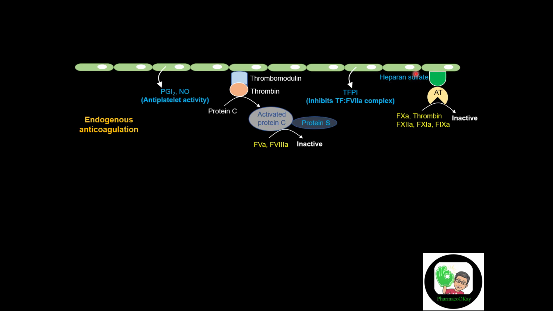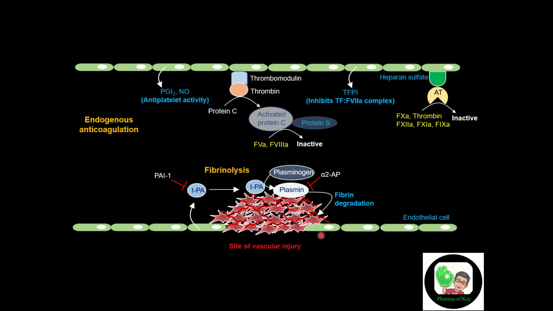Finally, the heparan sulfate on the surface of the endothelial cell could bind and activate antithrombin to inactivate factor 10A and thrombin, and also clotting factors from the intrinsic pathway such as factor 12, 11A, and 9A. Moreover, once the clot formation blocks the flow of blood in the vessel, it will activate the endogenous fibrinolysis system to release tissue plasminogen activator, and this will bind on fibrin together with plasminogen, and tissue plasminogen activator will convert plasminogen into plasmin, and plasmin will cleave fibrin, leading to fibrin degradation to lyse the clot.